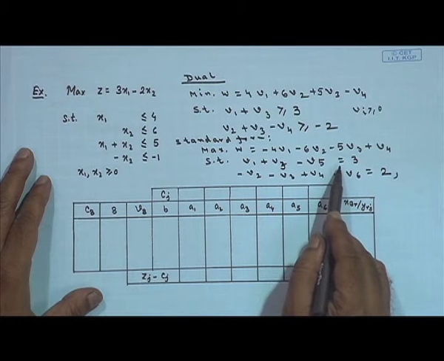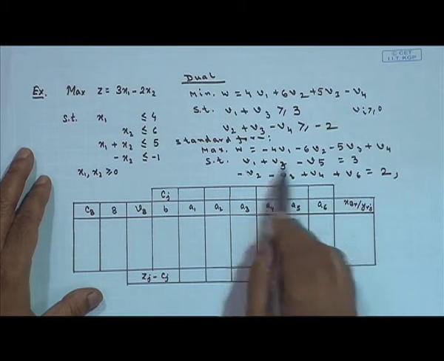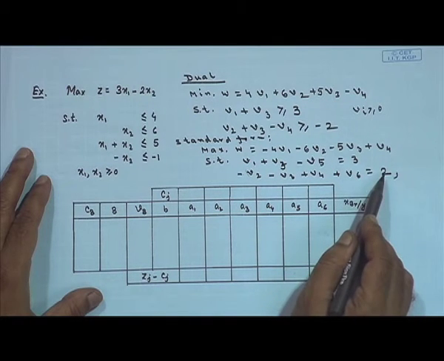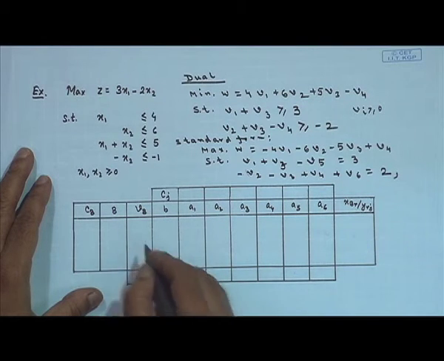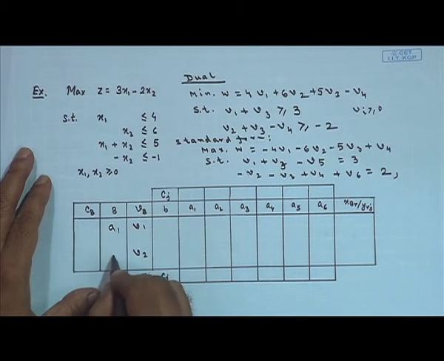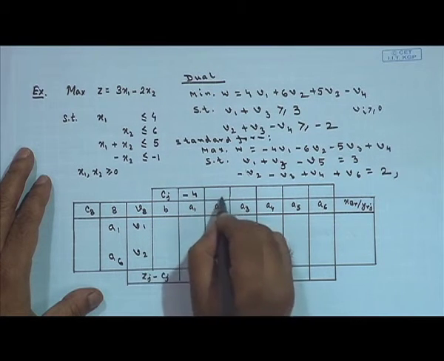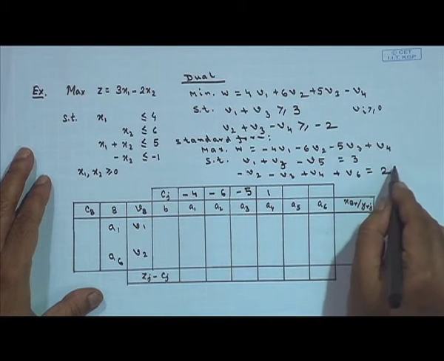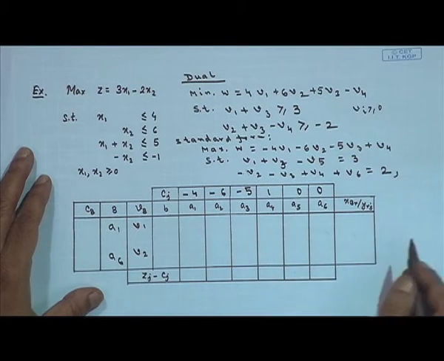I have not added any artificial variable over here, because for this case V1 and V6 will form the basis. If I make the others 0, then V1 will be 3 and V6 will be 2. So the basis V1 and V6 will come. The coefficient values are minus 4, minus 6, minus 5, and for V4 it is 1. The other variables are not there, so V5 and V6 will be 0.